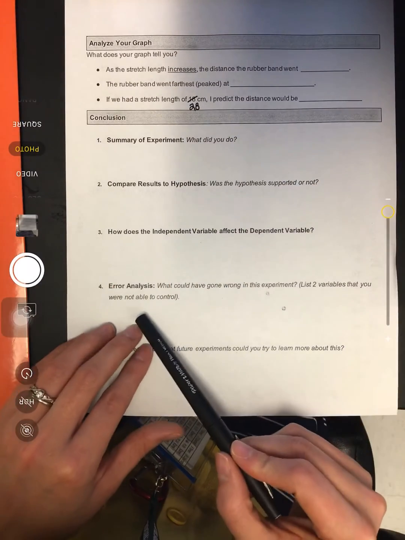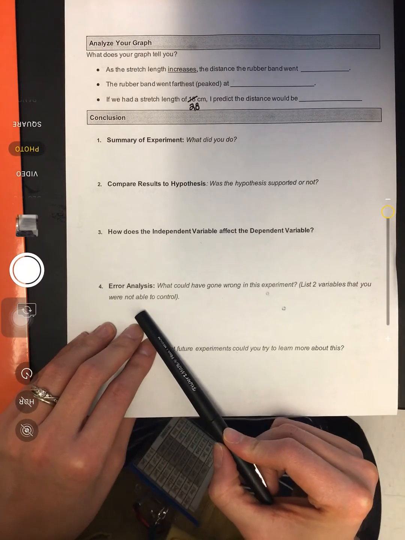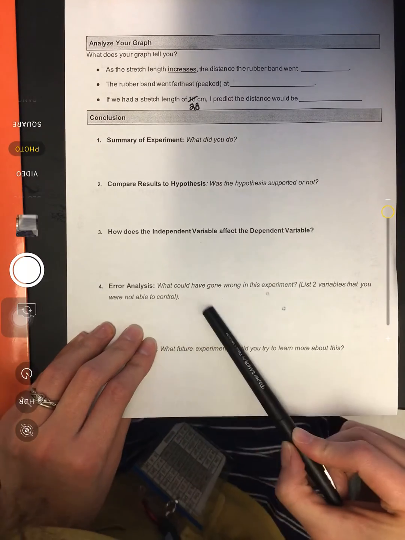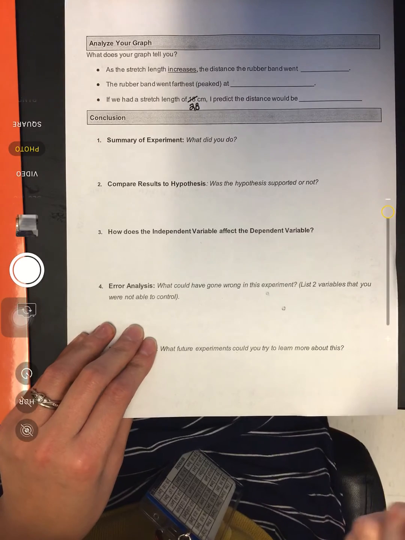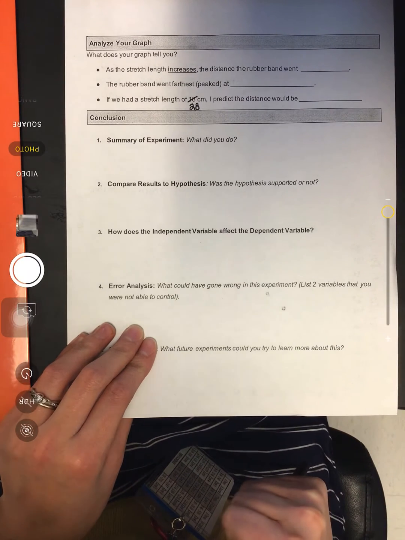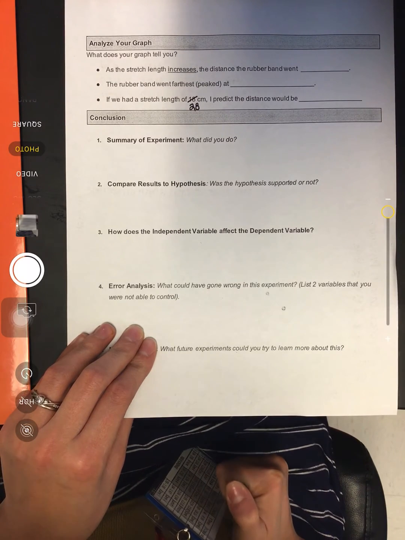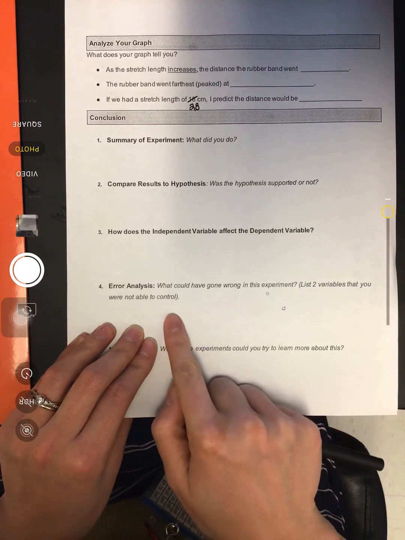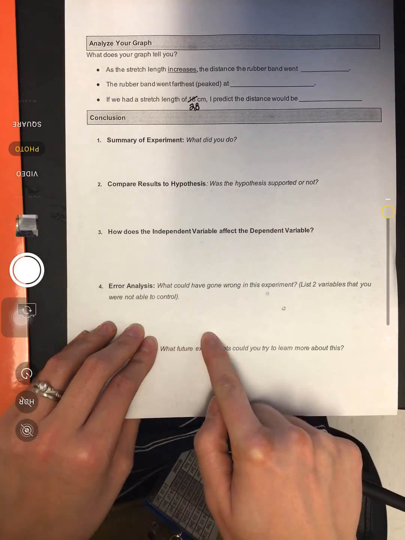Then we're going to do some error analysis. I know for a fact that this was not a perfect experiment. Sometimes people use slightly different techniques, and sometimes there were some issues. Tell me about what could have possibly gone wrong with our experiment.